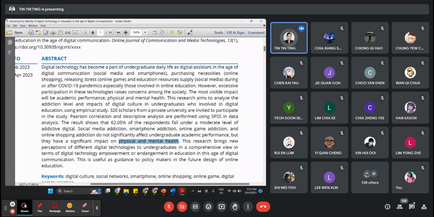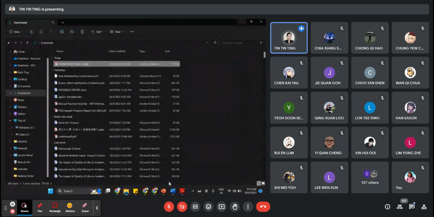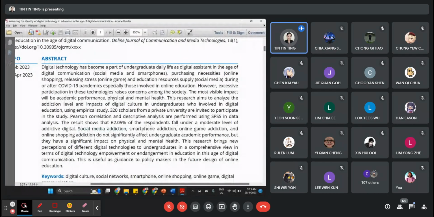Anyway, we just stop here. We just stop at one-to-one relationship by using Pearson correlation. All right. So that's one of the results that we found out, which is very surprising. Because last time, 20 years back, if you are addicted to smartphone, definitely your result will drop. If you are addicted to online game, definitely your result will drop.